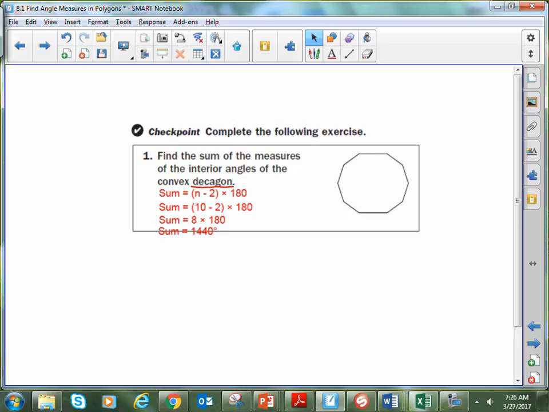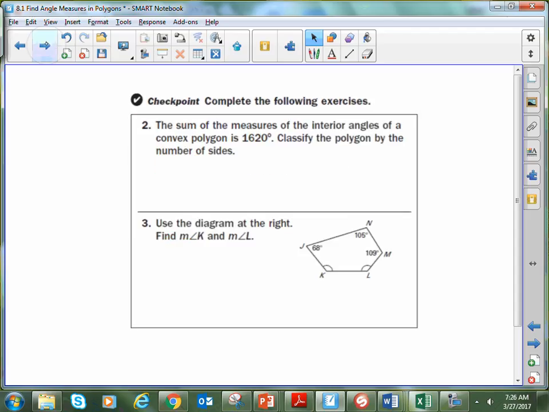So we say n minus 2 times 180 to start the rule off, and then we substitute 10 for n. Working out the problem gives us a sum of 1,440 degrees. Now, one thing that I want to mention here, well, I'll save it for this one here.